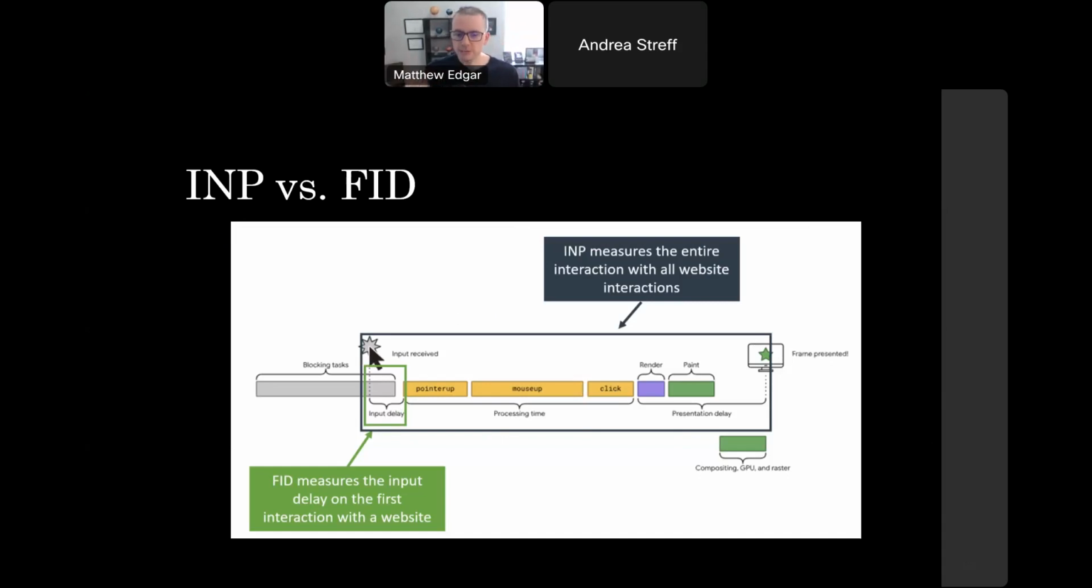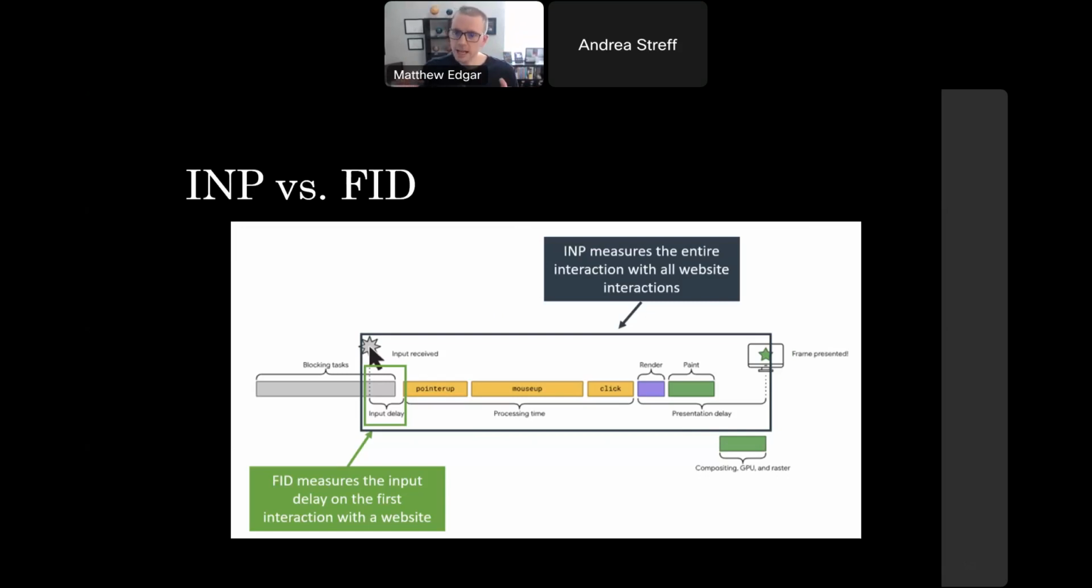So FID, first input delay, only measured the very first part of the interaction, the input delay. And it only measured that very first part of the interaction for the very first interaction with the page. So it was a very narrowly focused metric that looked at only one part of one interaction with the page.